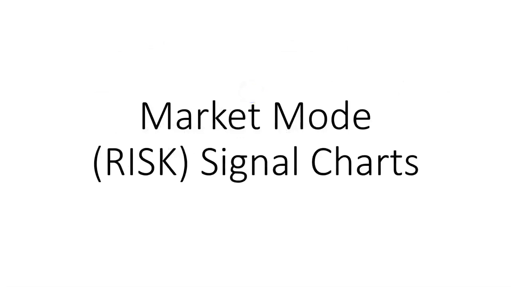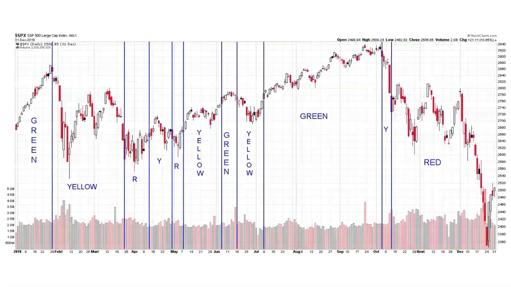Now let's take a quick look at a few market mode risk signal charts for the last few years. We're going to start off with 2018, and you can see here what I was talking about, that most of your upward progress in the stock market will be made in a green risk signal environment. The yellow signal is kind of a sideways to slightly up or down signal, as you see here. And then the red signal, this is just 2018. We'll look at a few more in a second, but you can see the red signal we had in the latter part of 2018.